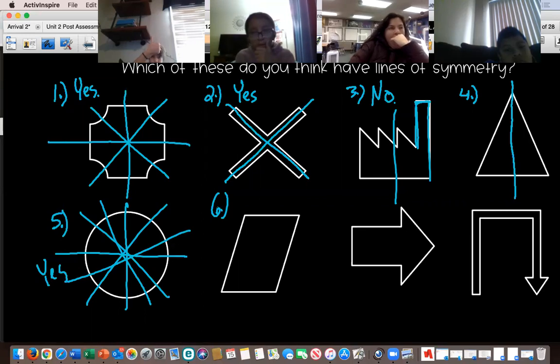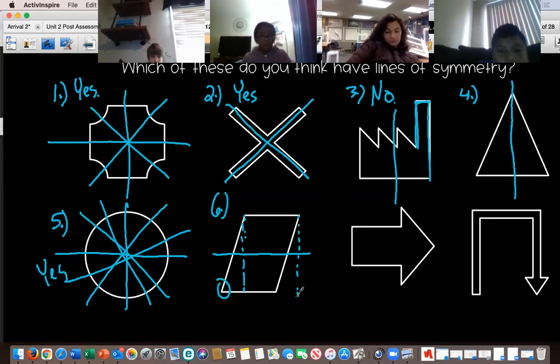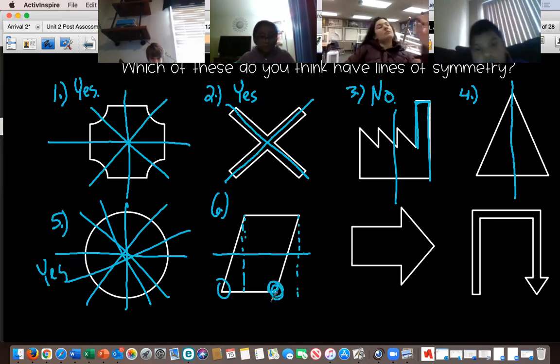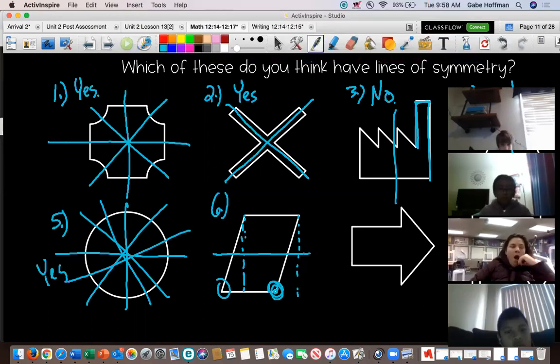So here's the thing about number 6. If I cut that in half, it looks symmetrical. But if I fold this corner straight down, is it going to go on top of this corner down here? No. And if I fold this corner straight down, is it going to land exactly on top of this corner right here? No, right? So even though it looks almost the exact same, parallelograms are one of the tricky ones.